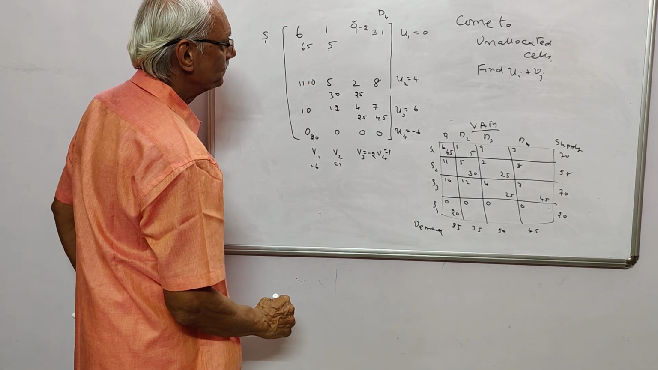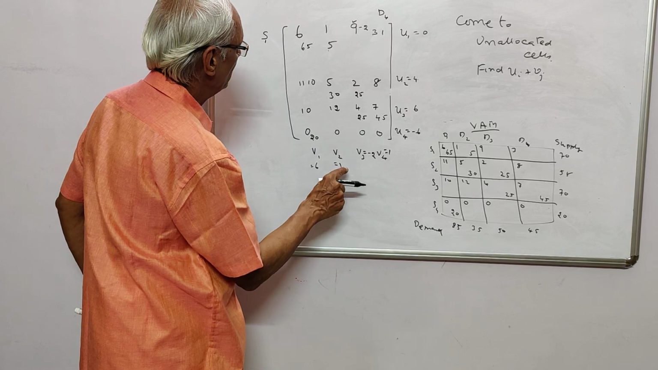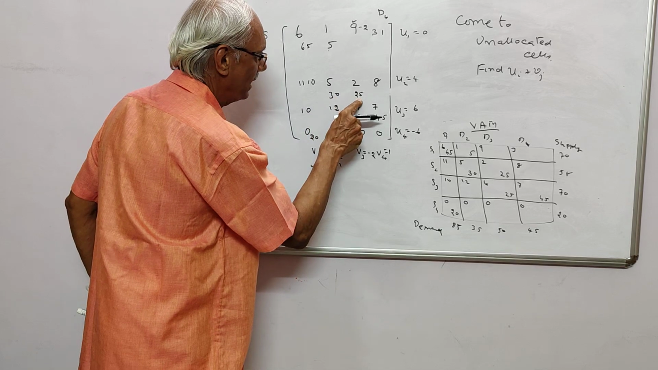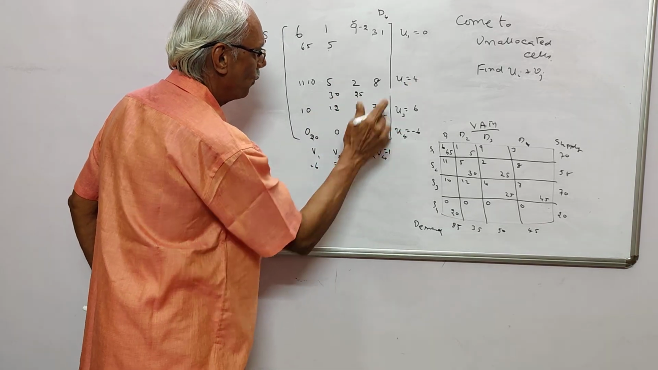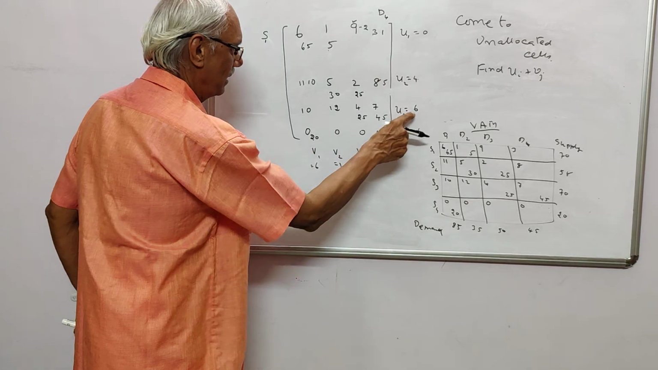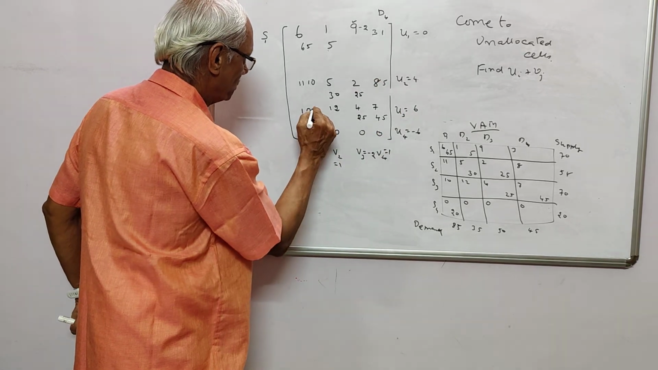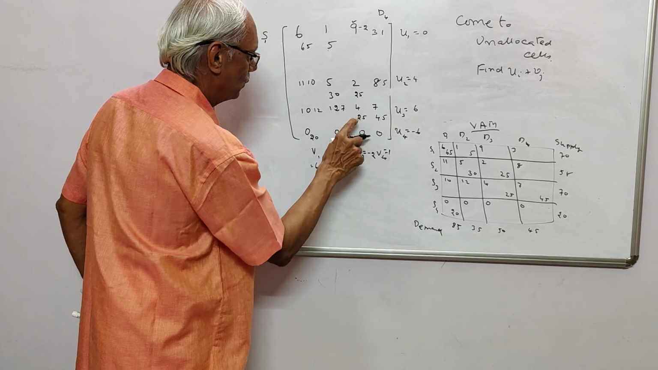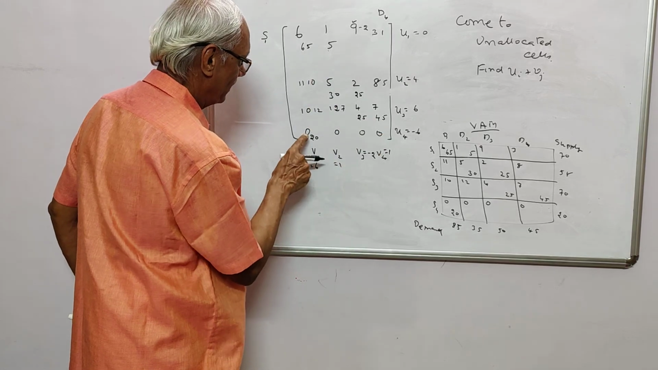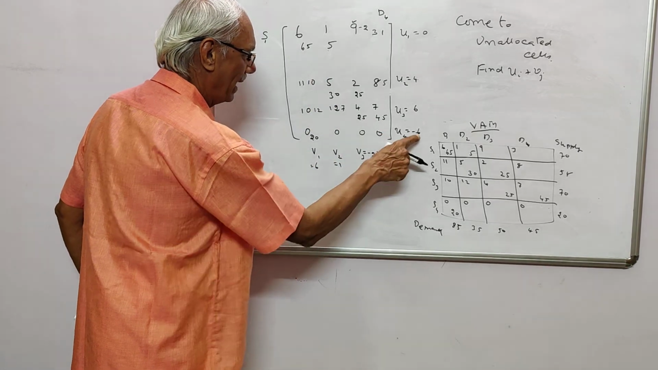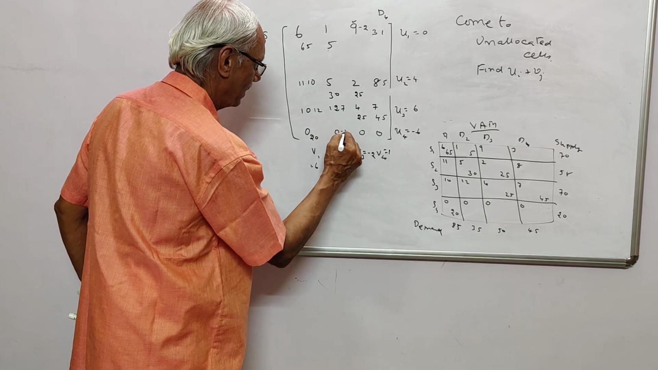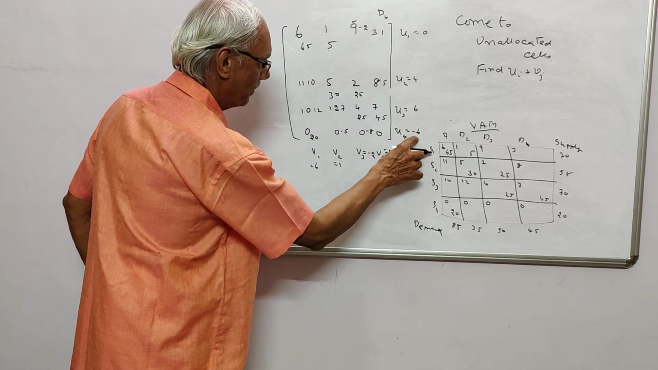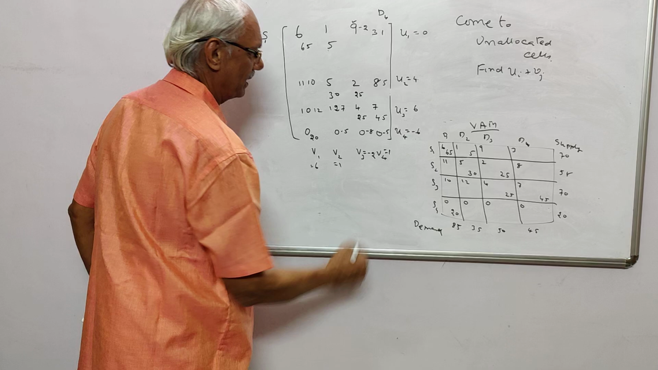Then come to this. What will you have here now? Don't take this, it is allocated. Come to this. 4 plus 1 is 5. Come to this. 6 plus 6 is 12. Then 6 plus 1 is 7. Don't take this, it is allocated. This is minus 6 plus 1, which is minus 5. Then minus 6 minus 2 is minus 8. Minus 6 plus 1 is minus 5.